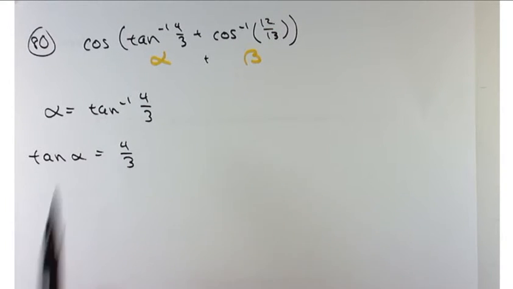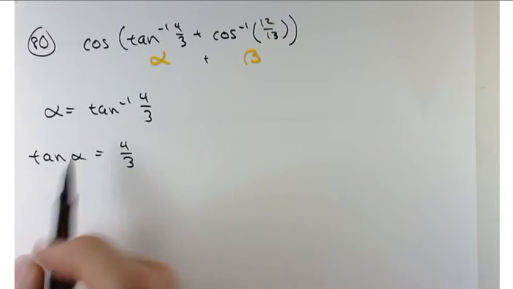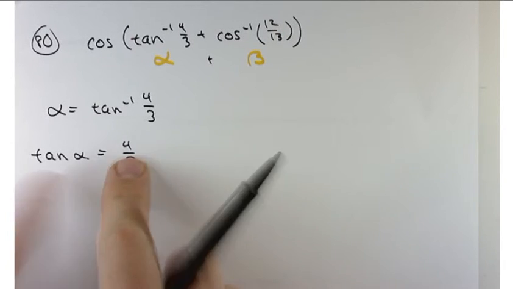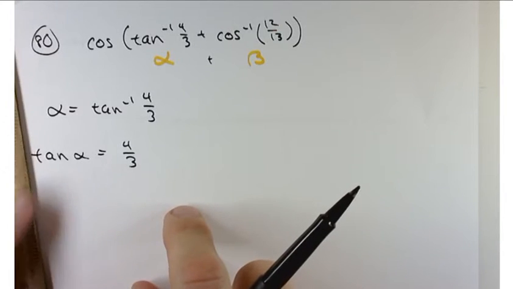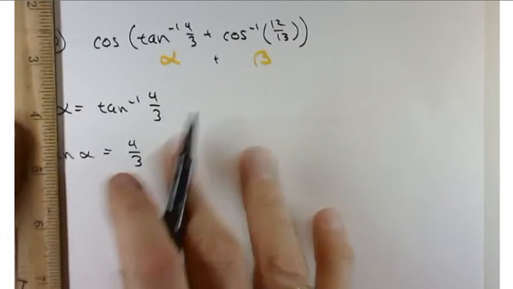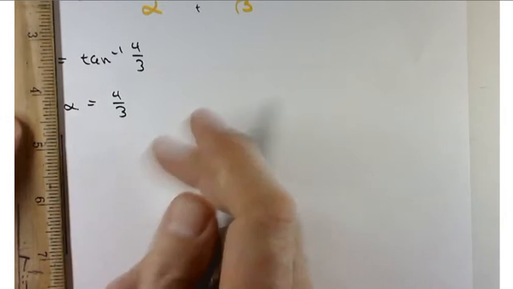Now, they don't have any clues like the last problem, but I know that tangent is positive in the first quadrant, and what other quadrant? Third quadrant. Good job. So I'm going to take the easier route and draw a first quadrant angle.